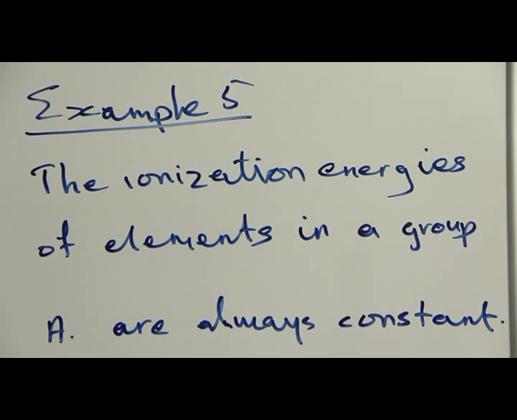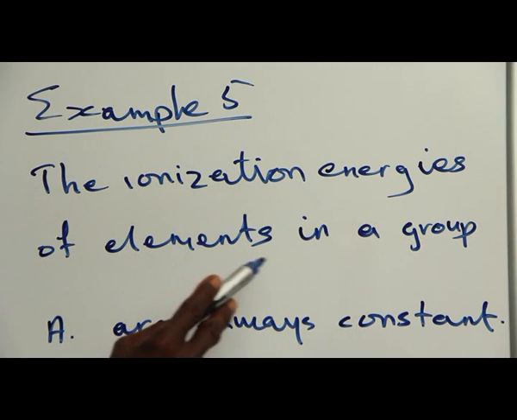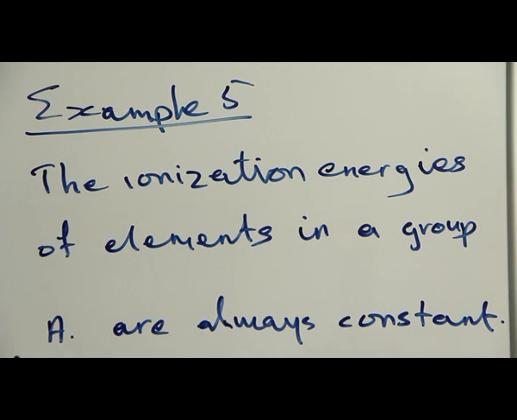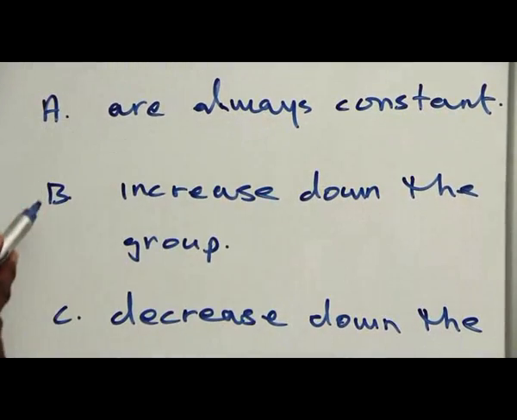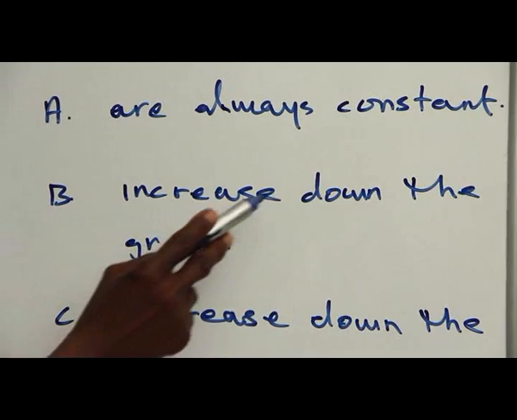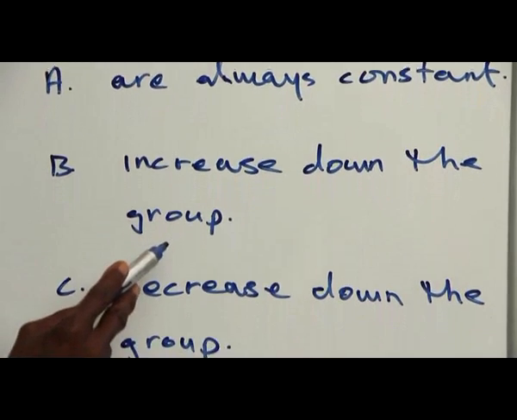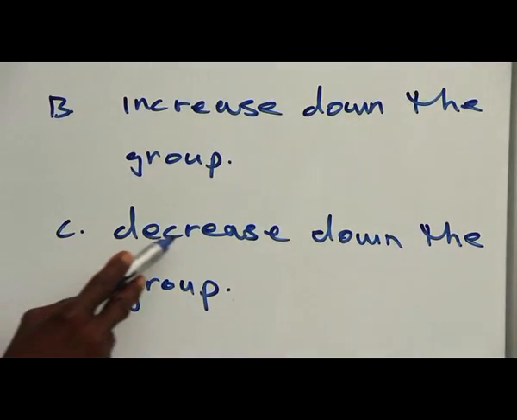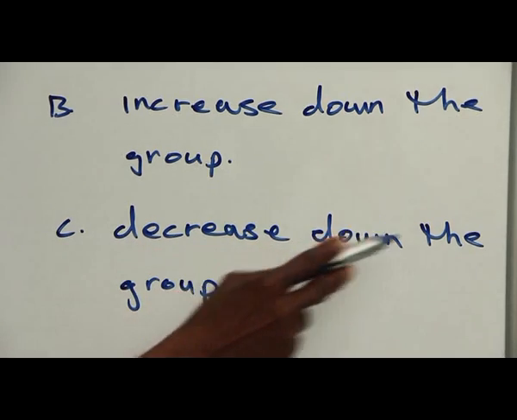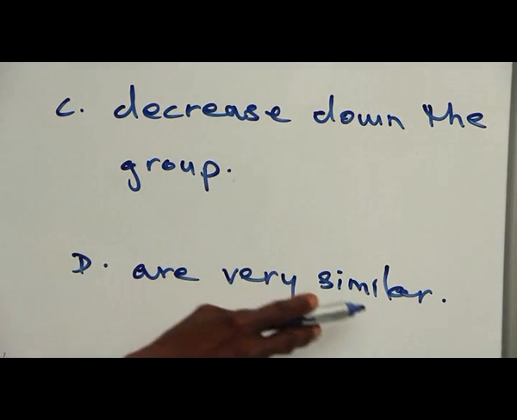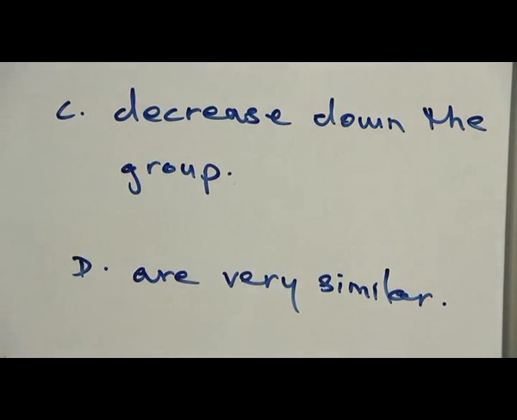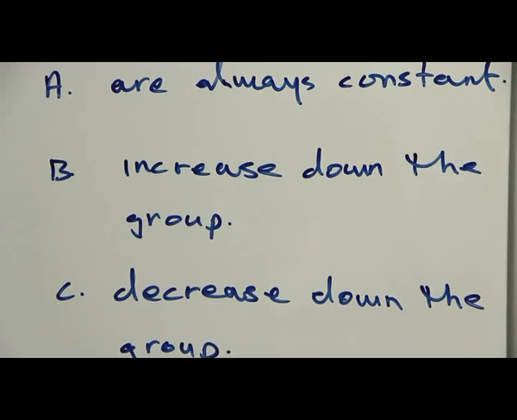Let's consider the fifth example. The ionization energies of elements in a group are: A, always constant. B, increase down the group. C, decrease down the group. D, very similar. Let's now consider the options one after the other.